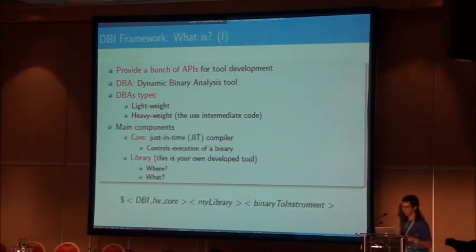The main components of a DBI framework are, first, a core that usually is a just-in-time compiler, which is what controls the execution of your binary. And then we have our library. This is the thing that you develop, and here is where you define what you want to instrument and the places where you want to instrument. Usually a DBI framework is called in this way: you invoke the framework core, then you provide your library, and after that the binary to be instrumented.